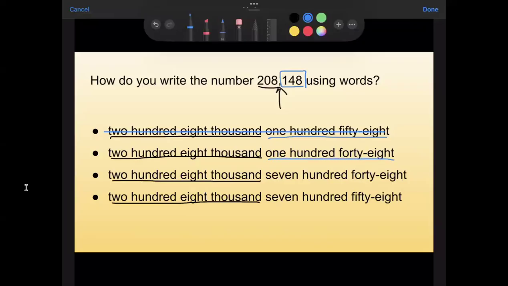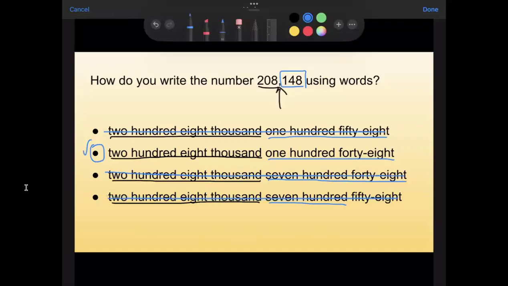148. It looks like it's going to be this one, or we can circle that. But let's check the other ones just to make sure. This one says 748 instead of 148, so it is not that one. And this last one also says 700 when we need it to say 100. So it is not that choice right there.